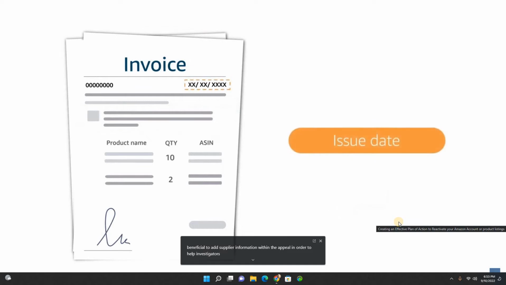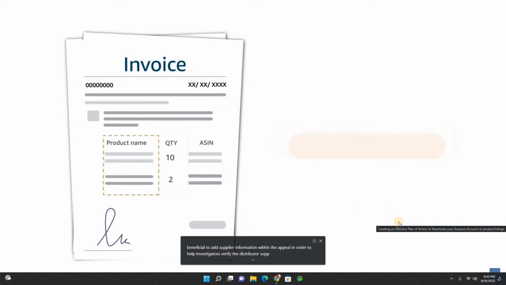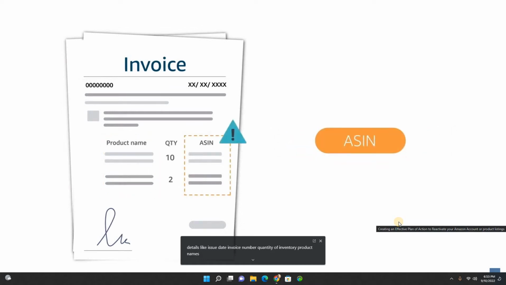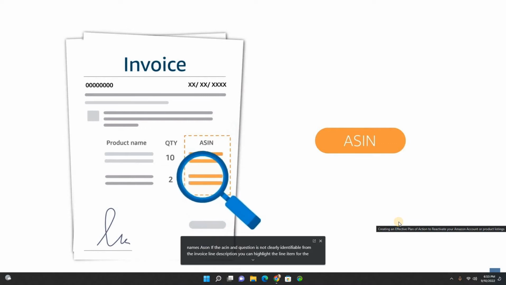Include details like issue date, invoice number, quantity of inventory, and product names. This data helps to further understand the customer need, and where there may be an opportunity to focus on different search terms. If the ASIN in question is not clearly identifiable from the invoice line description, you can highlight the line item for the ASIN that is under review and rescan the invoice to submit. Now move to the Insights tab, my personal favorite. Here, Great Homes gets additional metrics.